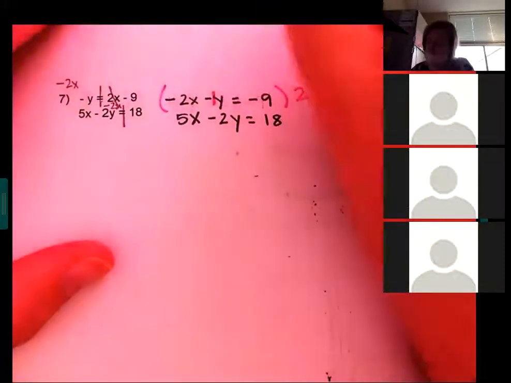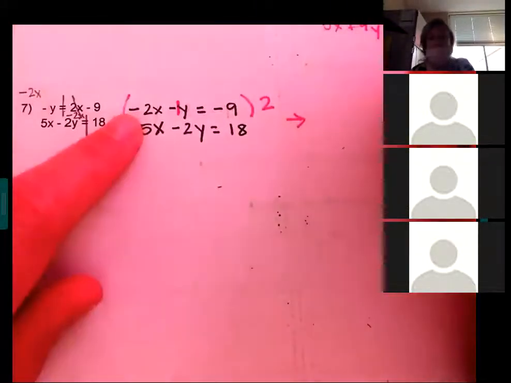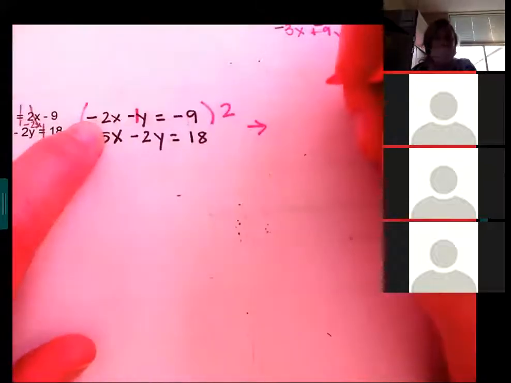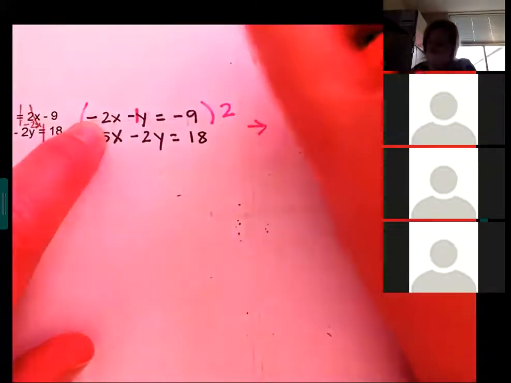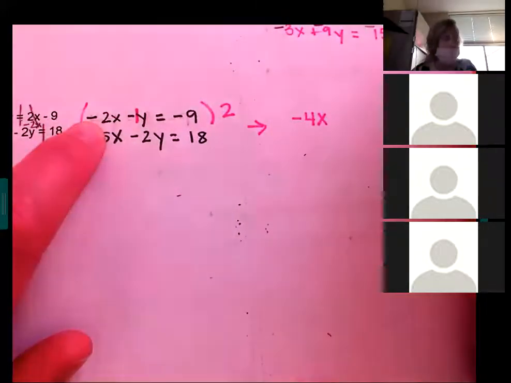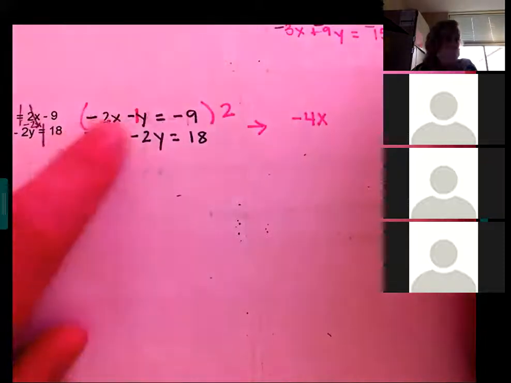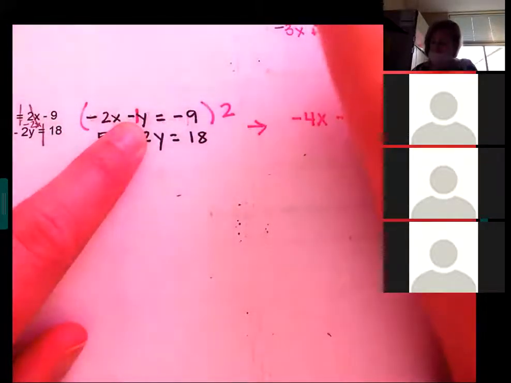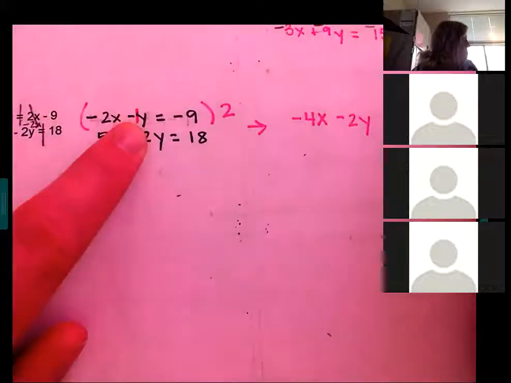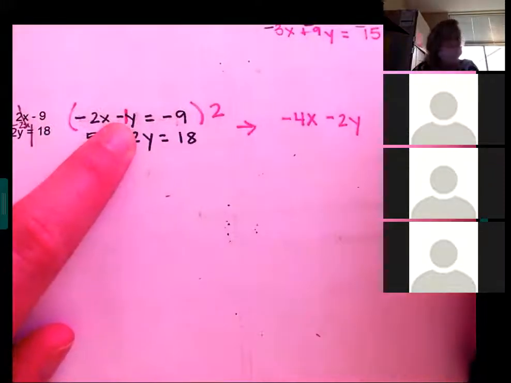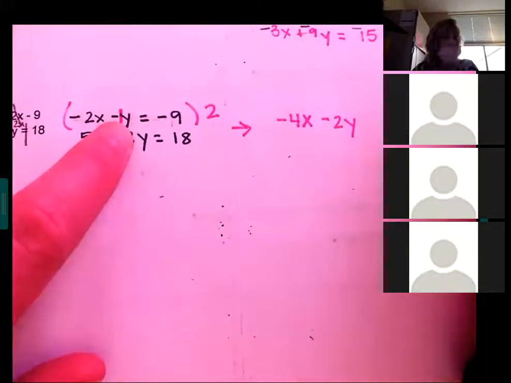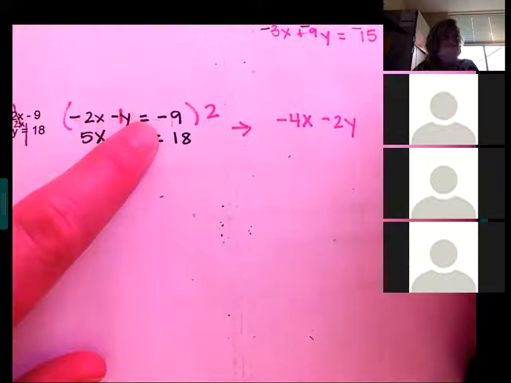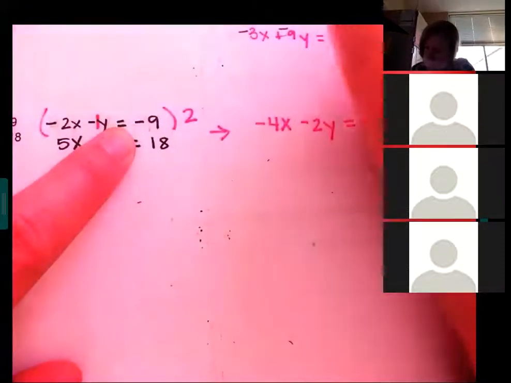All right, y'all. So I'm going to multiply everything by 2. How many x's are there now? Negative 4x. Negative 2 times 2. How many y's are there now? Negative 2, I think is what y'all meant. Okay. Don't be saying wrong stuff. What's negative 9 times 2? There we go, negative 18.